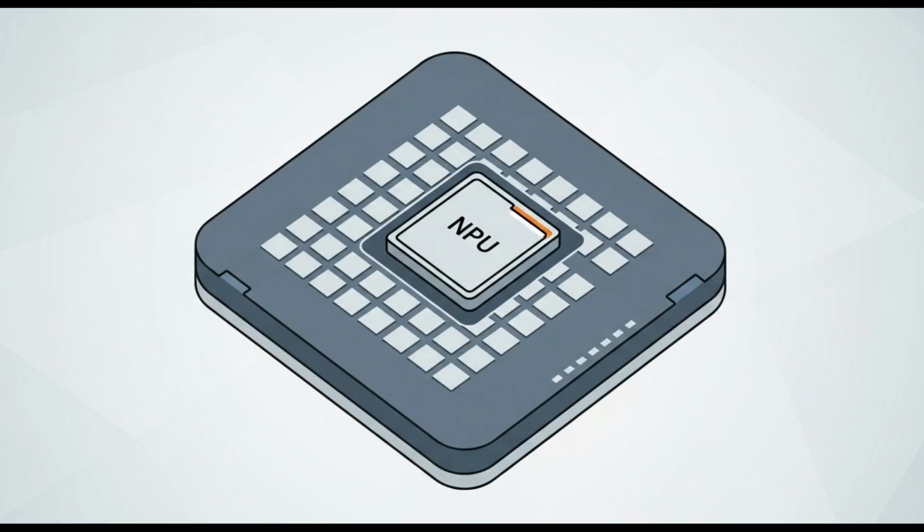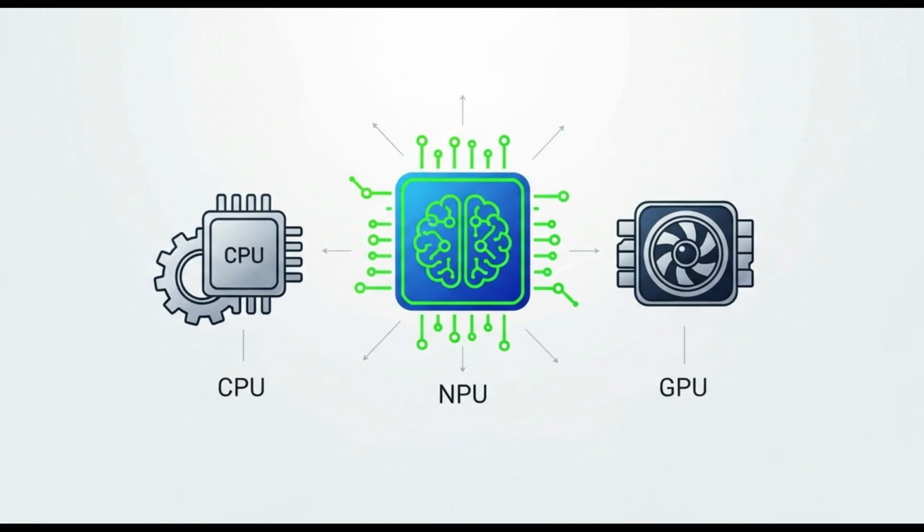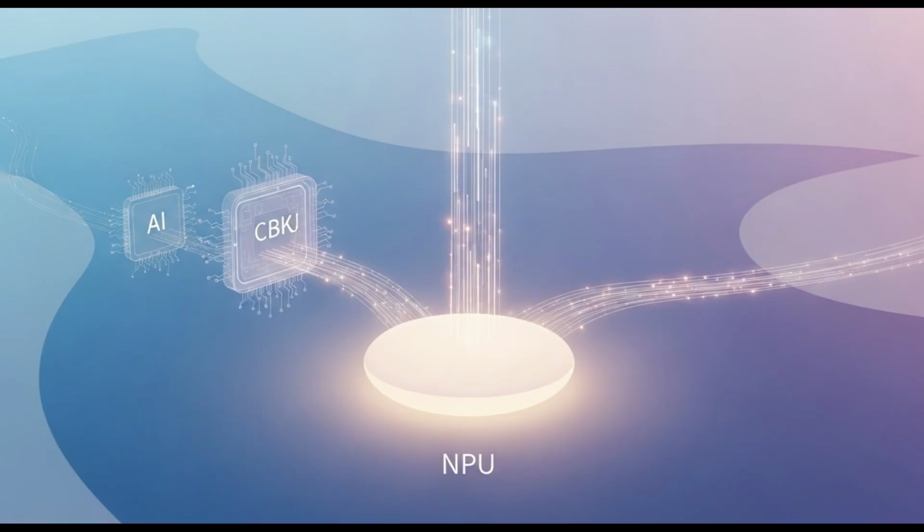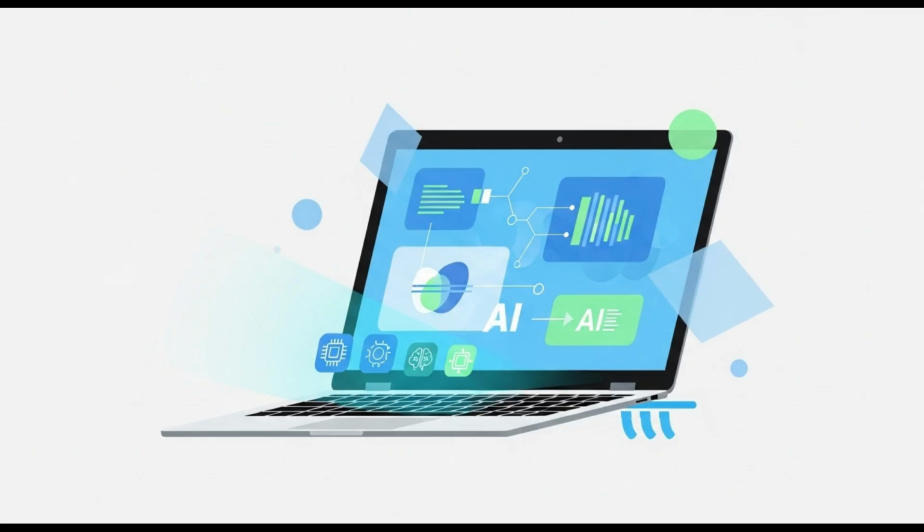Instead of pushing everything onto the CPU or GPU, AI workloads like background blur in video calls, real-time noise cancellation, or AI-powered editing features are handled by the NPU. This improves efficiency, reduces heat, and extends battery life. While this sounds impressive, most everyday users won't fully benefit from it yet. Core Ultra is mainly aimed at professionals, creators, and users who rely heavily on AI-assisted software.